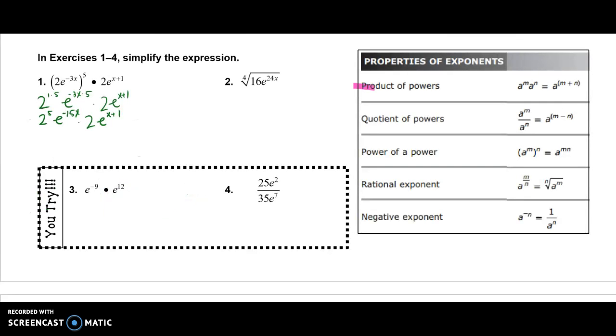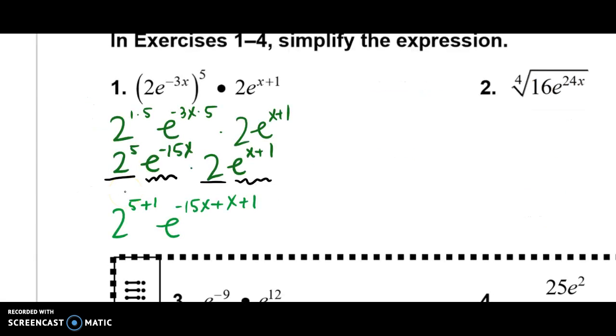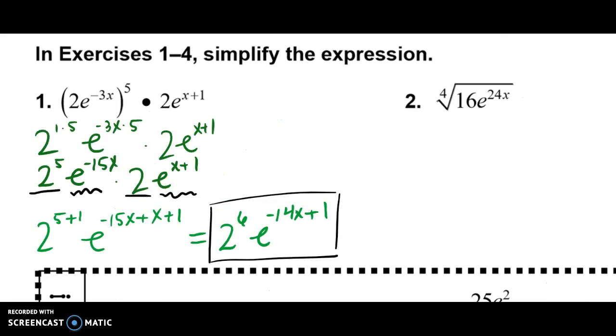Next thing I see is product of powers. So we have the same base and two different exponents. So that means we add the exponents. So we keep the same base, 2, and add the exponents 5 plus 1. Then we keep the same base e and add the exponents negative 15x plus x plus 1. You'd get 2 to the 6 and e to the negative 14x plus 1.